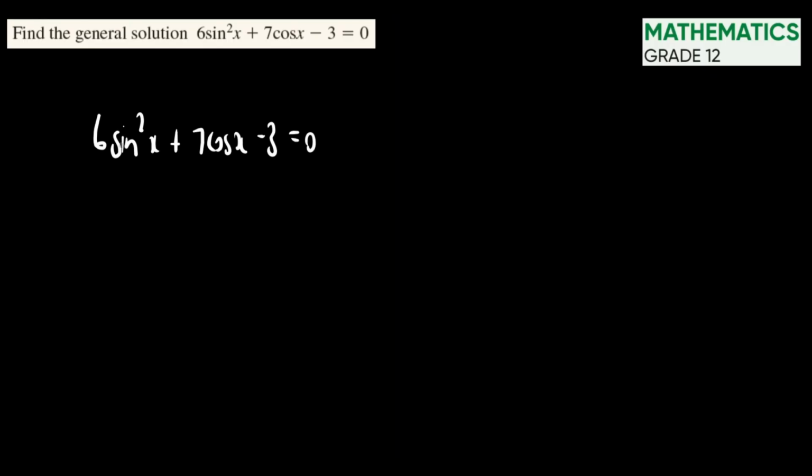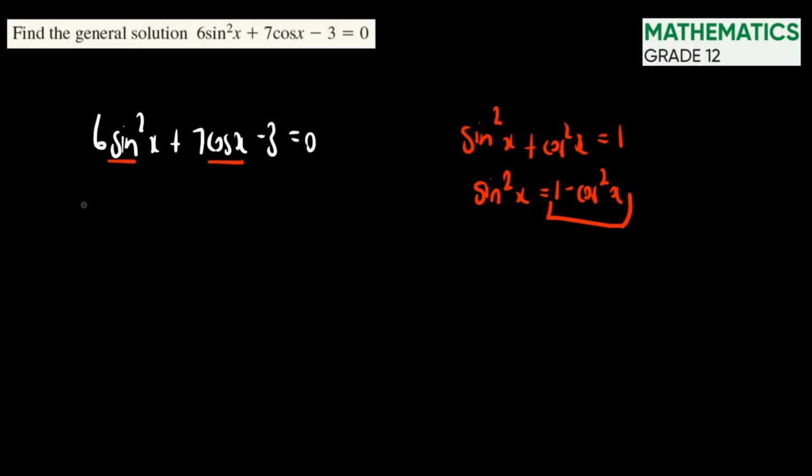So we have a sine and a cos. So we can change the sine squared into a cos by using the identity sine squared x plus cos squared x equals to 1. If we make sine squared x subject, it's 1 minus cos squared x. So we can just replace the sine squared x with 1 minus cos squared x. So it will be 6 times 1 minus cos squared x plus 7 cos of x minus 3 is equals to 0.